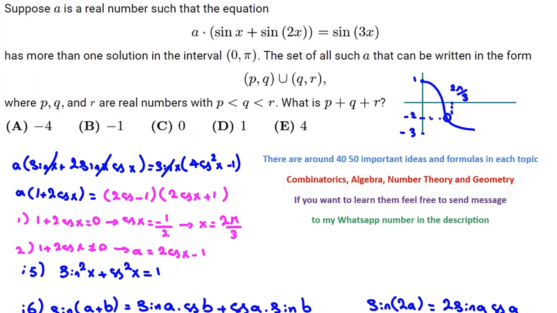Okay, we want at least two answers. If x equals 2 pi over 3, if a equals negative 2. Again, for this part also we reach a equals negative 2. Again, x equals 2 pi over 3.